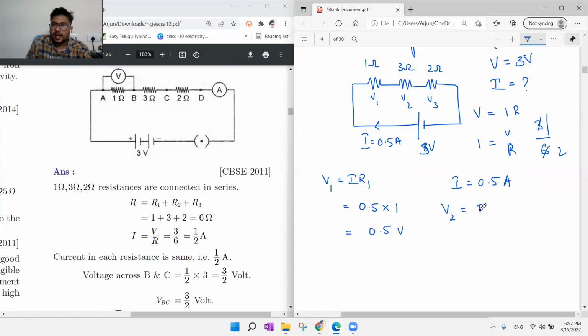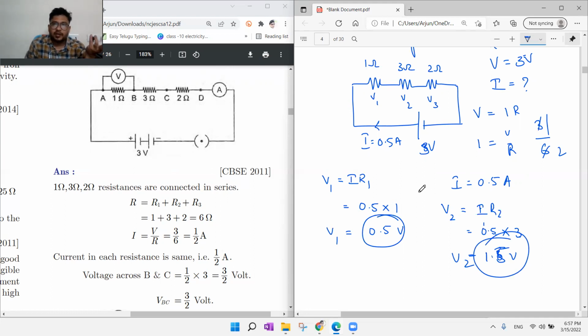Now try to find the V2 value. V2 is equal to IR2. That is equal to the I value, 0.5, multiplied with the R2 value, 3. That is equal to 3 fives are 15, so 1.5 volt. You see, the V1 value is 0.5 volt, the V2 value is 1.5 volt. We can tell the V2 value is greater than V1.